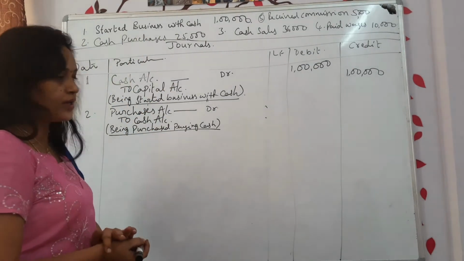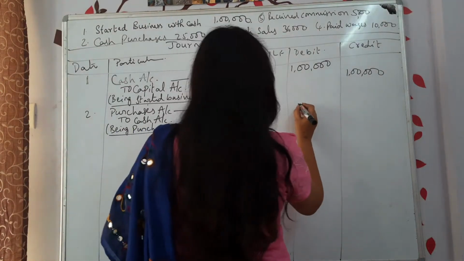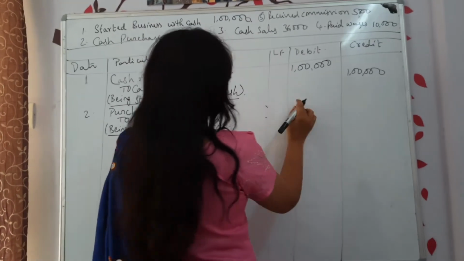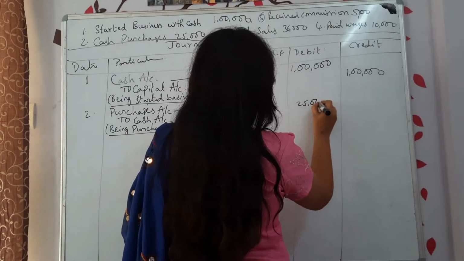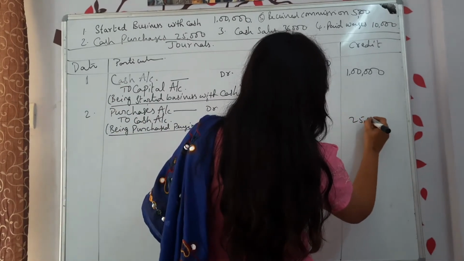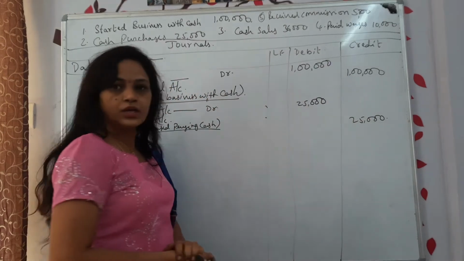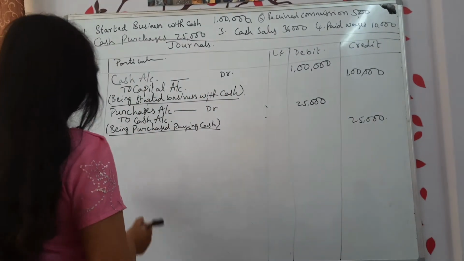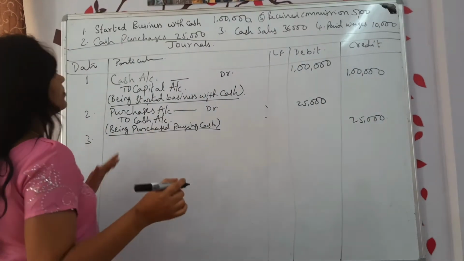That's it. Okay. So now what is the amount? Debit. In front of the purchases, write down 25,000. In front of cash, write down 25,000. Got it? Next transaction. Third one.